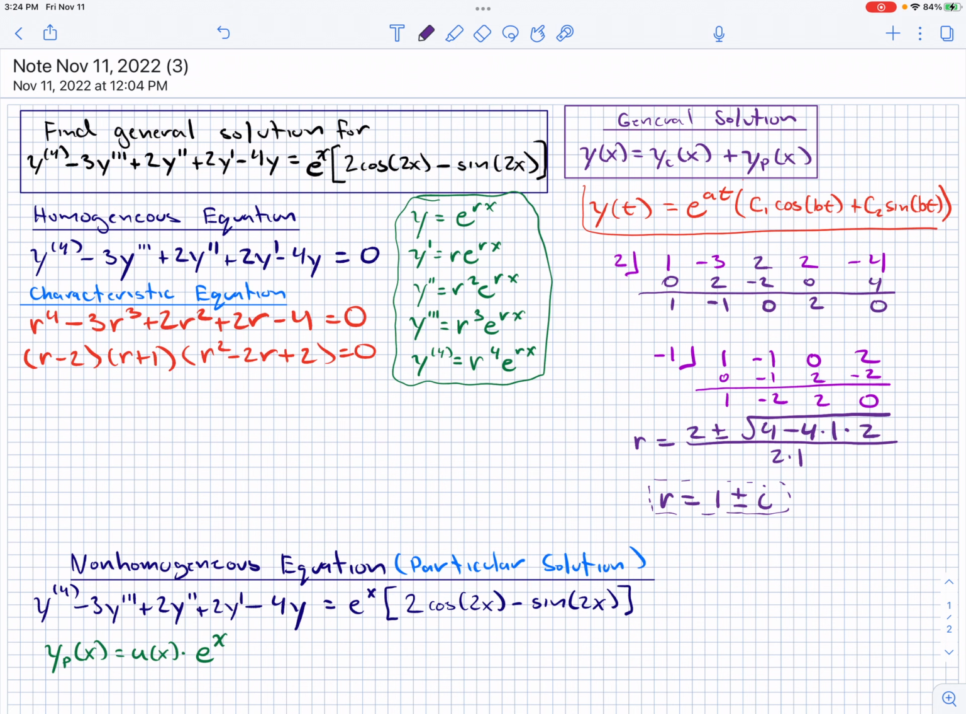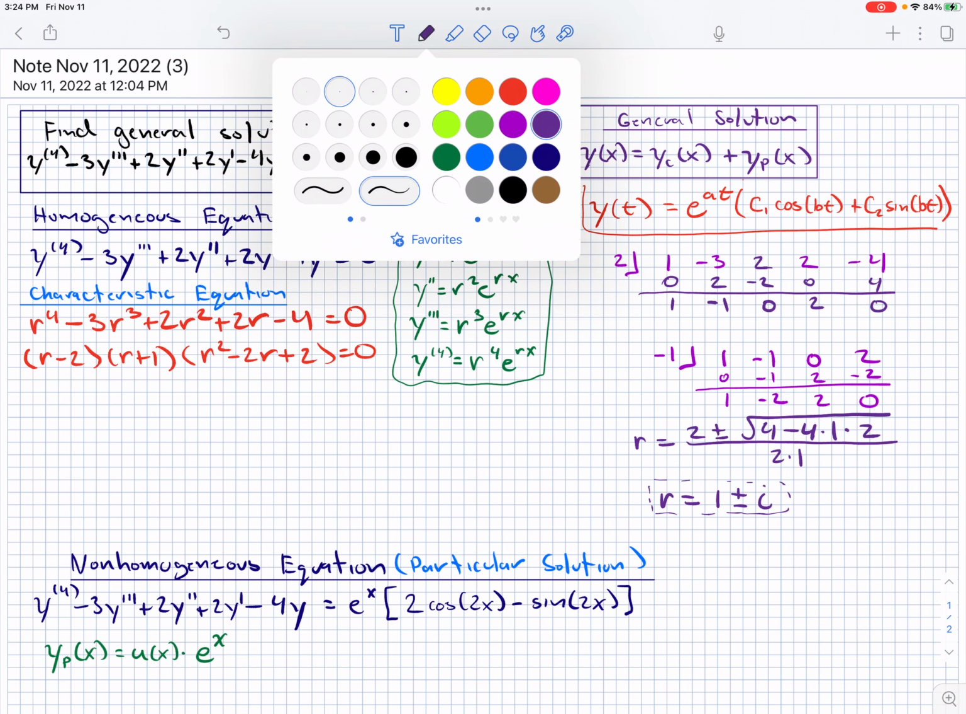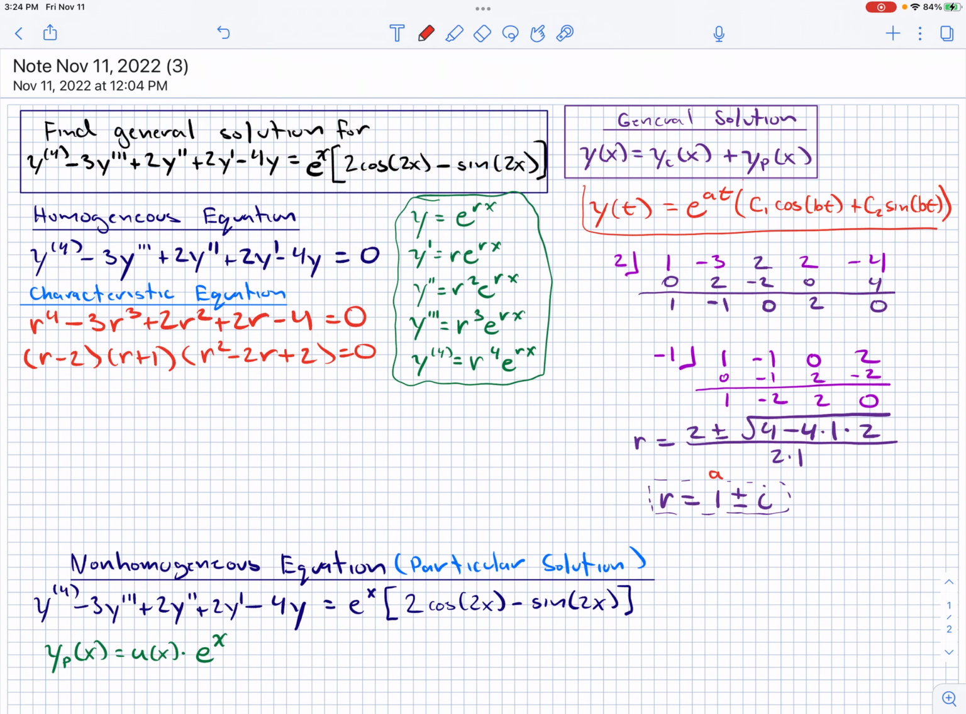And when we get a complex solution for r, we can write the solution in this form: e to the at times c1 cosine bt plus c2 times sine of bt, where a is the real part, b is the imaginary part, the coefficient of the imaginary part. So in our case, we now essentially have found what our complementary solution will be.